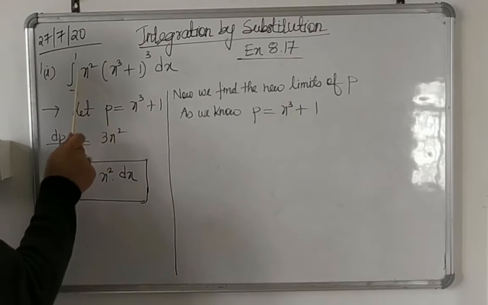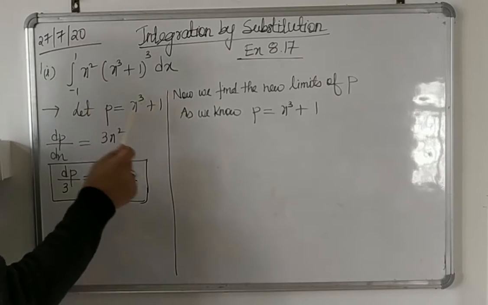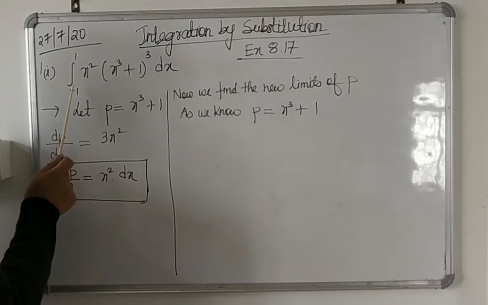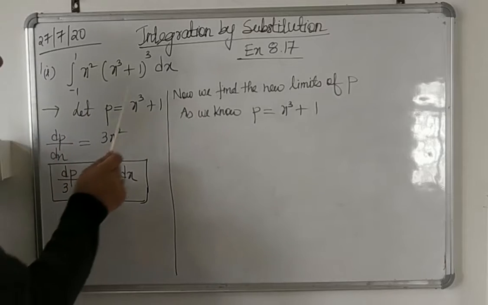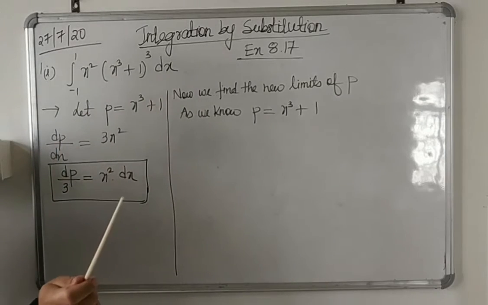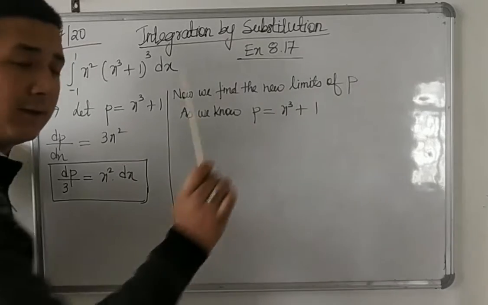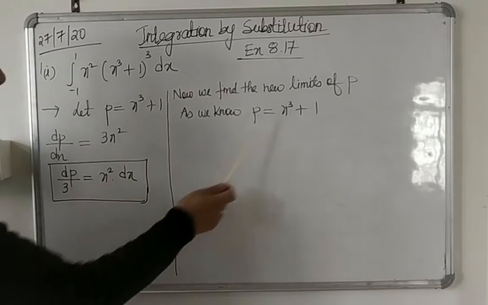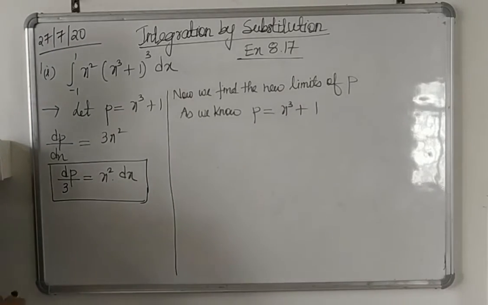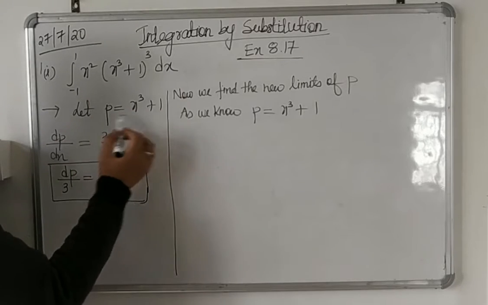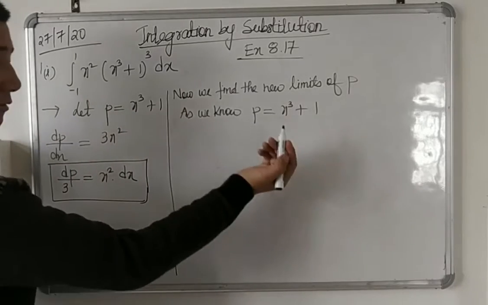The whole integral will be in terms of p now, dp. But -1 to 1 is the limit of x, not the limit of p. So therefore, we need to find the new limits of p. We have to find new limits of p using this substitution. Now, as we know that, we have substituted x cubed plus 1 as p. Now, how to find the limits of p?